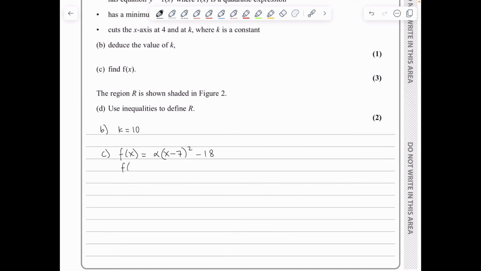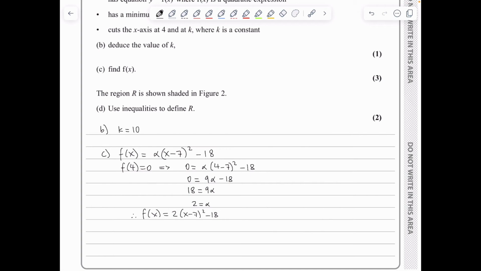So f of 4 is equal to 0, which means that 0 is alpha times (4 - 7) squared - 18. So I get that 0 is 9 alpha - 18. So 18 is 9 alpha. So alpha is 2. And we get that f of x is equal to 2 times (x - 7) squared - 18. Now, was there an alternative way of doing this?